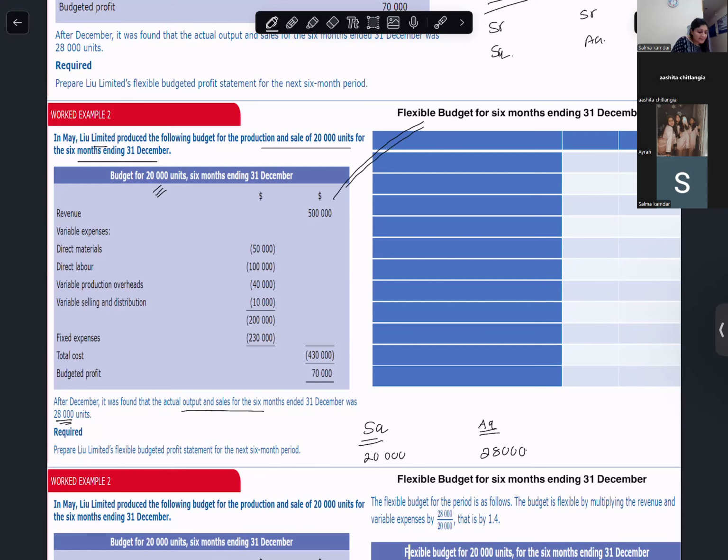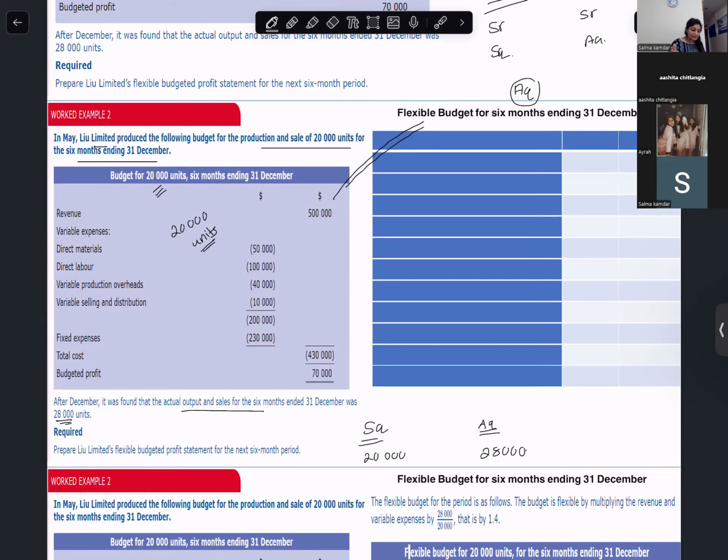Now you should know, flexible budget is made on the base of which quantity? Actual quantity. So the flexible budget is made on the basis of actual quantity. So all these expenses are related to how many units? 20,000 or 28,000? The question has a budget for how many units? 20,000 units.